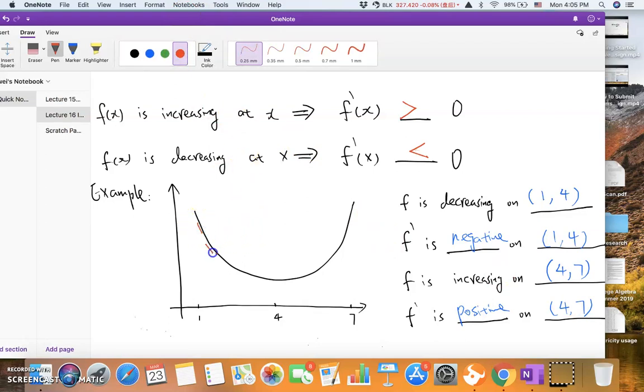Because if we draw the tangent lines, they're going to look like this. For any tangent lines on the interval from 1 to 4, their slopes are all negative. And for any tangent lines on the interval from 4 to 7, their slopes are all positive.